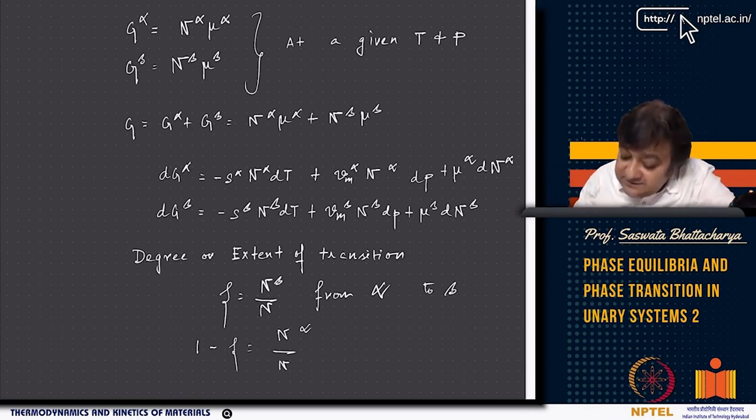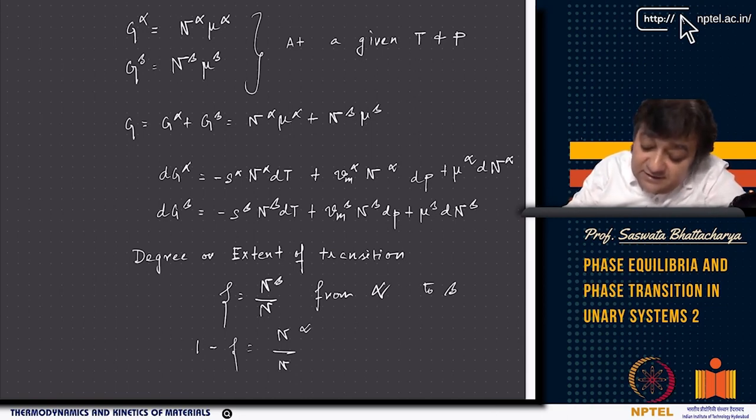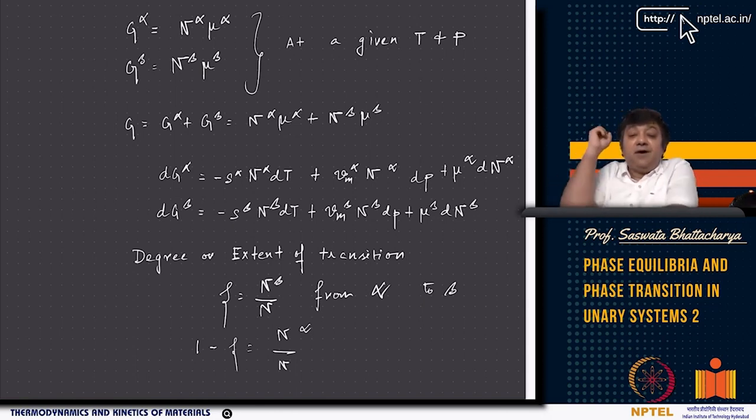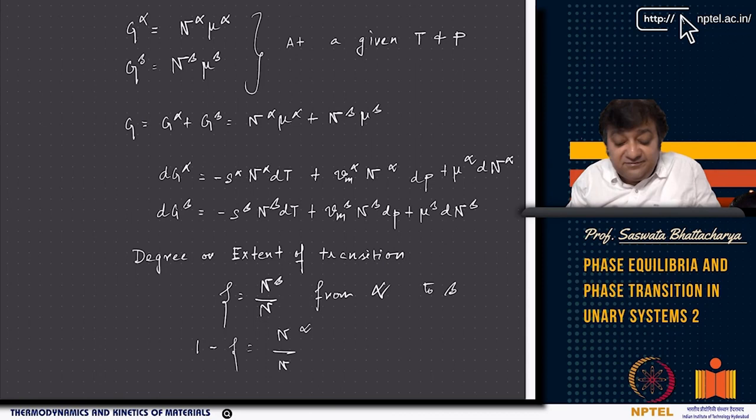Now, the degree or extent of transition is given by an internal process variable, which I can define as zeta, an order parameter, which is n beta by n. So, this is the extent of transition from alpha to beta, and 1 minus zeta is n alpha by n. Zeta is an order parameter which tells you the amount of beta phase and the amount of alpha phase as fractions, the phase fraction of alpha and of beta in terms of moles. If we give the molar volume information, then we can also give it in terms of volume fraction of the phase.